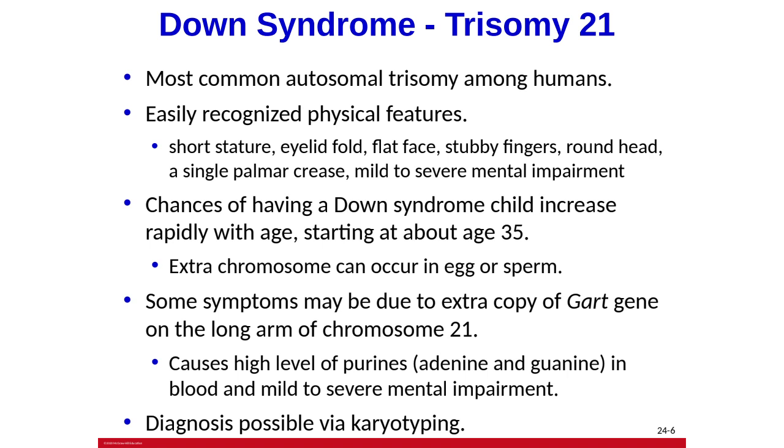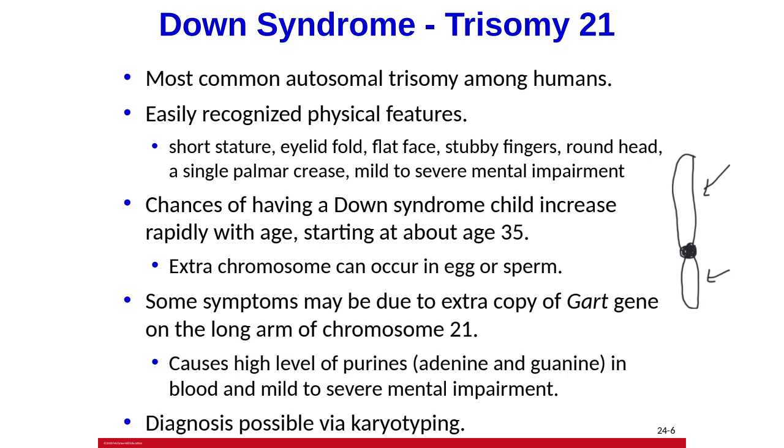Some symptoms may be due to an extra copy of a GART gene in the long arm of chromosome 21. Okay, so what do we mean by long arm? Let me see if I can draw a picture. So if we look at a chromosome, there'll be a centromere. So that's the centromere. So this is the long arm. There's sort of a constriction in the chromosome right at the area of the centromere. So the longer bit would be the long arm, and the shorter bit is the short arm. So this GART gene is located on the long arm of chromosome 21.